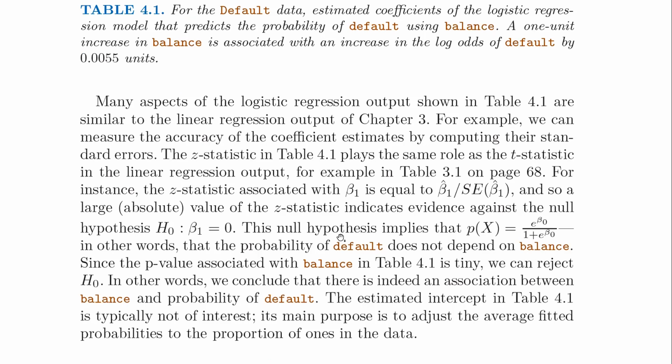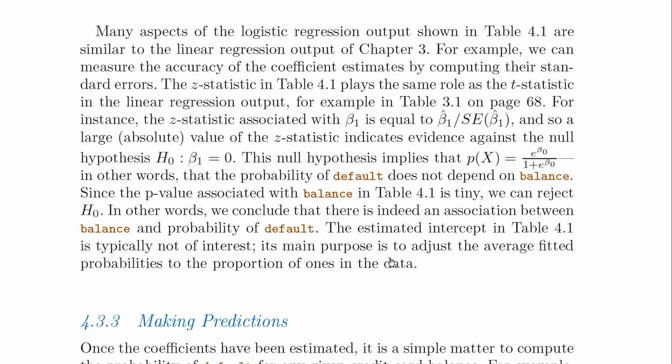The null hypothesis would give you no term with X. So the null hypothesis is telling you the probability of default does not depend on balance. Since the p-value associated with balance in table 4.1 is tiny, we can reject H0. In other words, we conclude that there is indeed an association.